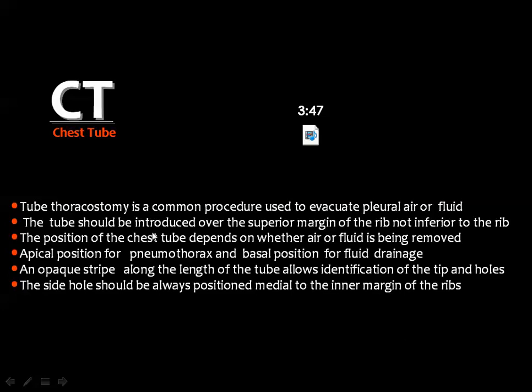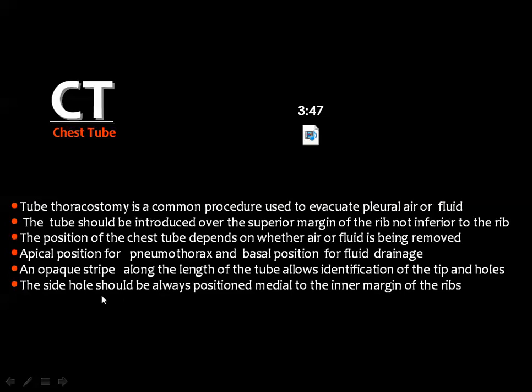One of the important things is to introduce the tube over the superior margin of the rib to avoid, of course, the intercostal nerve and the intercostal artery, which pass below the inferior edge of the rib. The position of the chest tube depends on whether air or fluid is being removed. If air, the tube is directed upwards. If fluid, the tube is directed to the side of the fluid accumulation.